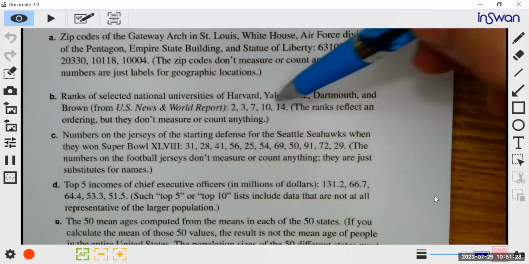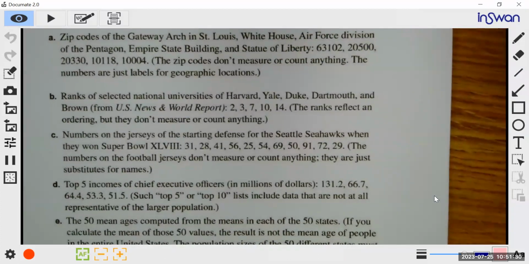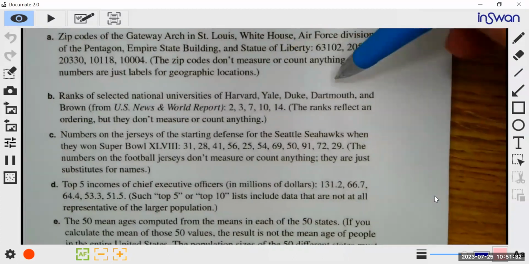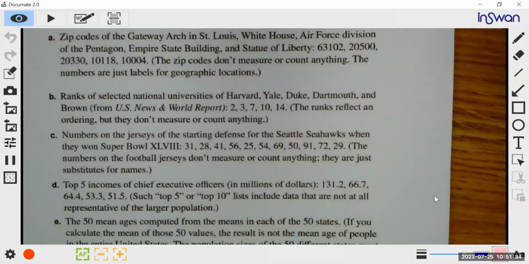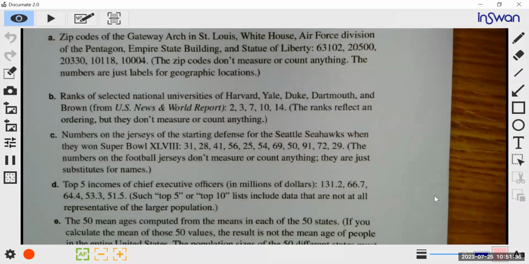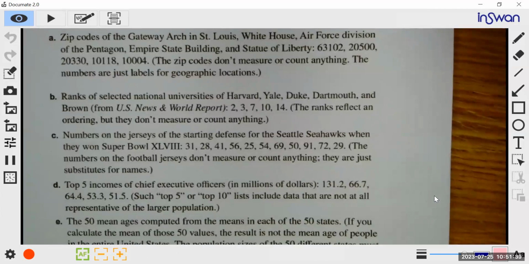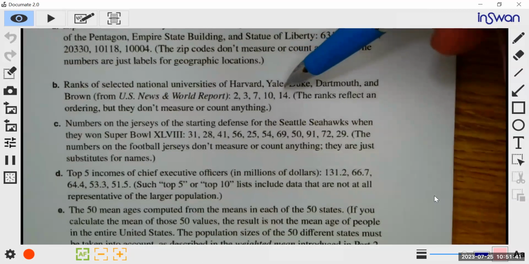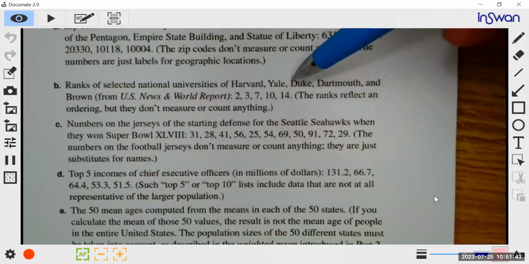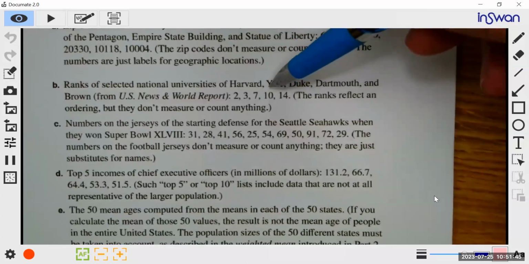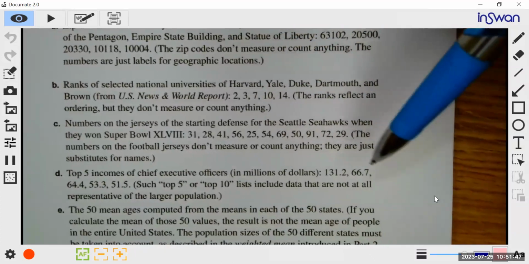So these are not numbers you can find the average of. You can't take a Harvard and a Duke education and say somebody's got a Dartmouth education. It doesn't work that way. So just because you quantify the values, these are still qualitative data. You're qualitatively analyzing them.